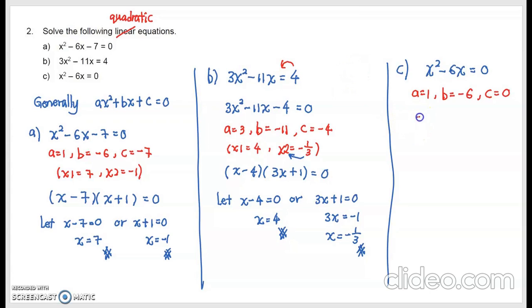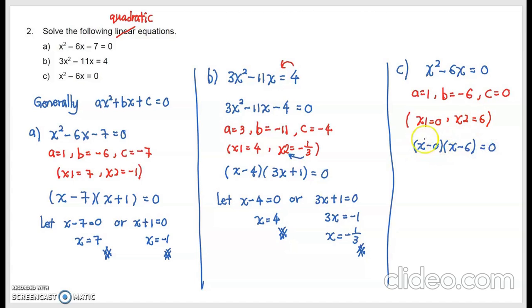So given that x1 is equal to 0, x2 is equal to 6. So how are we going to put it in the bracket? So x here is 0. Some students might put x minus 0. The other one is positive 6, so x minus 6.